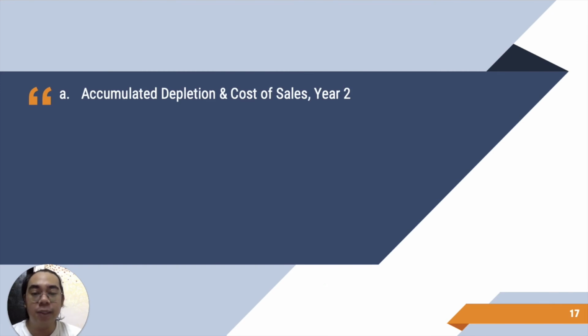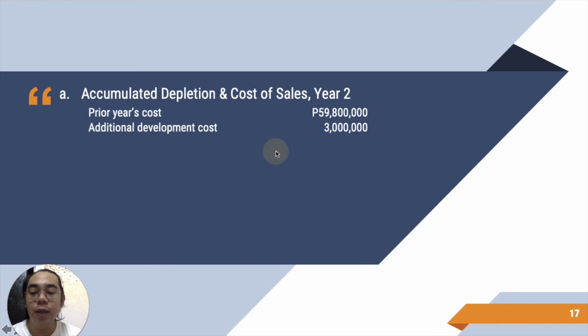Take note that there was an increase in development cost for year 2, kaya we account for it prospectively. So, we compute first ang balance niya as of this year, as of year 2. Yung cost niya last year is 59,800,000. And then we add the additional development cost of 3 million. And then we also deduct the prior year's depletion of 8,970,000. So yung numerator na lang natin ay 53,830,000 as of year 2.